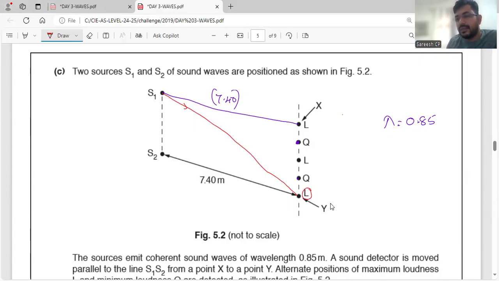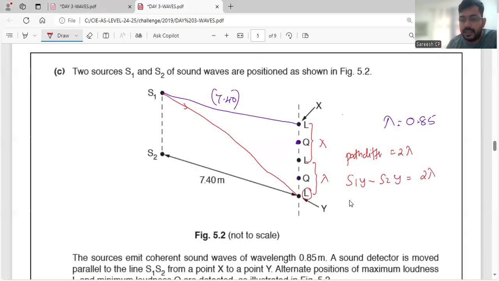So we can say that it will be constructive interference. Here, what is the path difference? I can see that from one crest to the next crest is lambda, and this is another lambda. So the path difference between these two waves reaching over here is going to be 2 lambda. So I can write S1y minus S2y should be equal to 2 lambda.